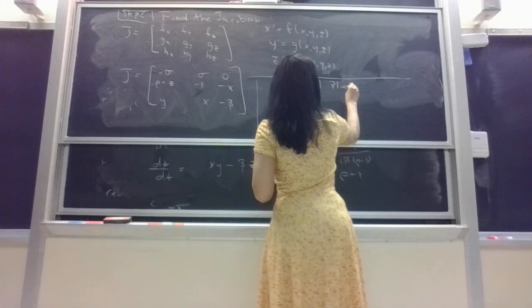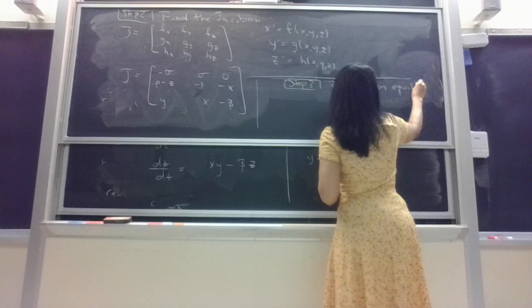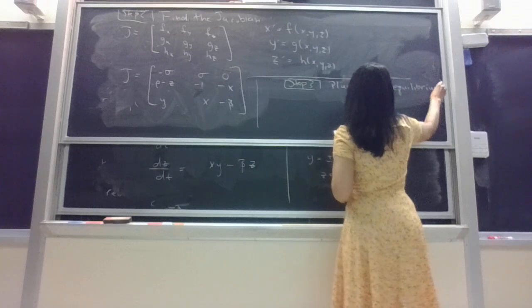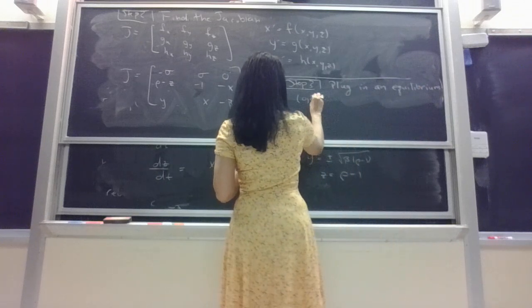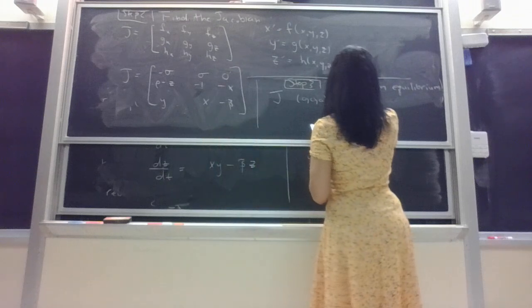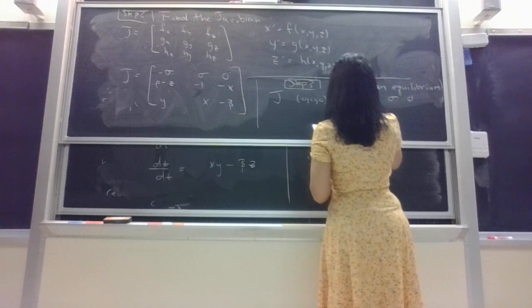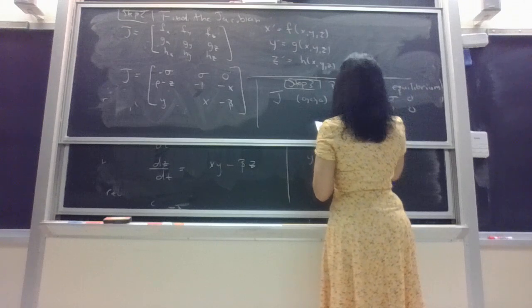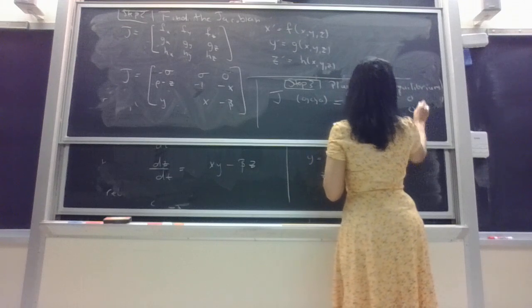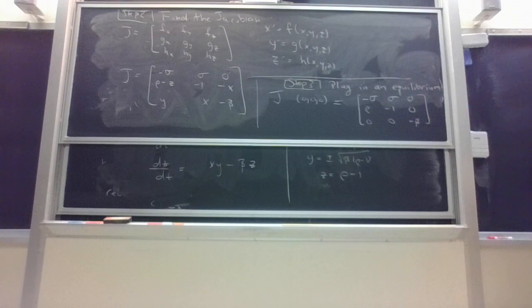So step 3, plug in an equilibrium. Well, I started easy first. Started with 0, 0, 0, and I plugged it into the Jacobian, and I got minus sigma, sigma, 0; rho minus 1, 0, and 0, 0. Still doesn't look bad. You've seen worse. You've probably seen worse this semester in linear algebra.